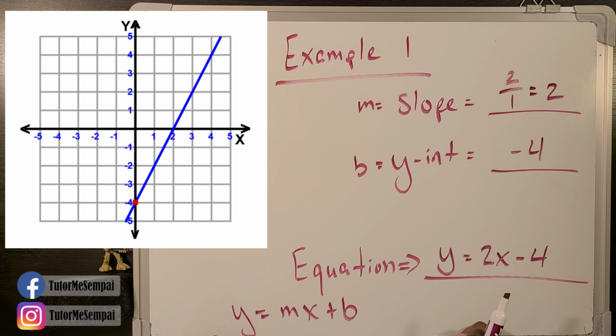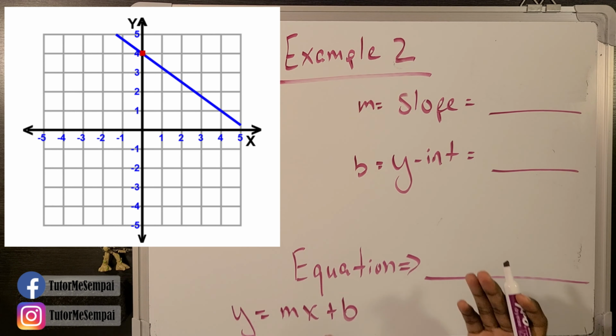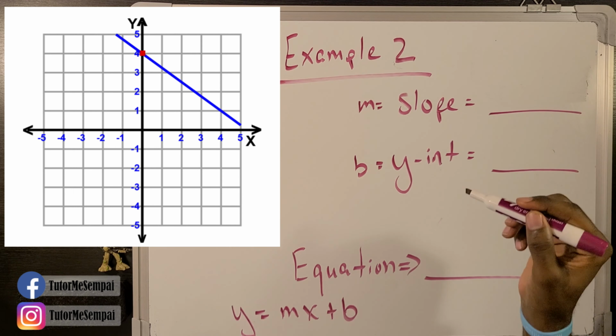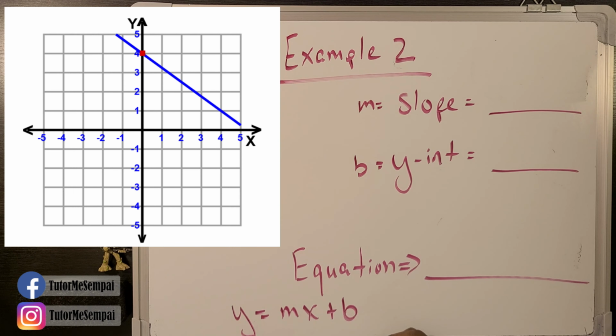Let's look at another example. We're going to do the same thing for this example that we did for the previous example. We want to find our slope and we want to find our y-intercept. And we're going to plug them both into our slope-intercept form to get our equation at the end.